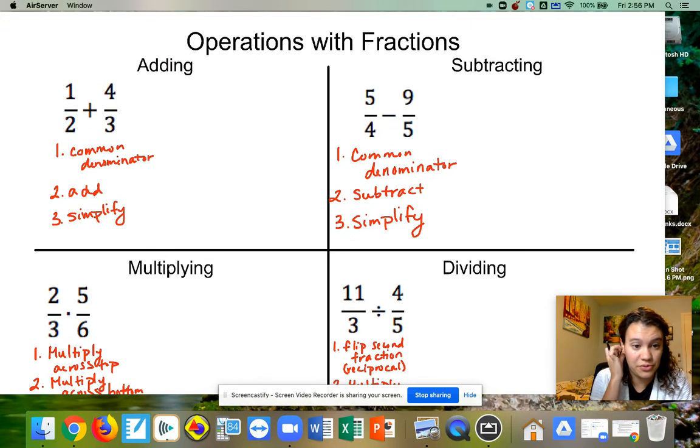All right, so then operations with fractions. We're going to do each one separately.